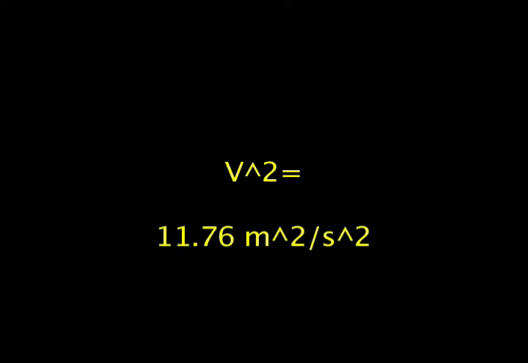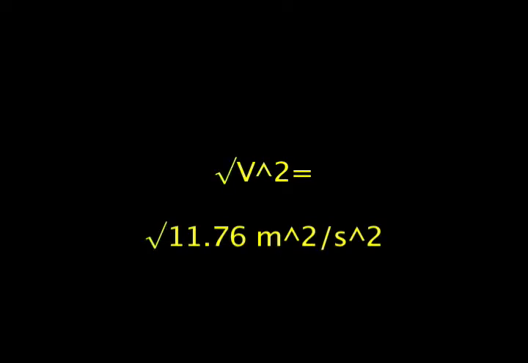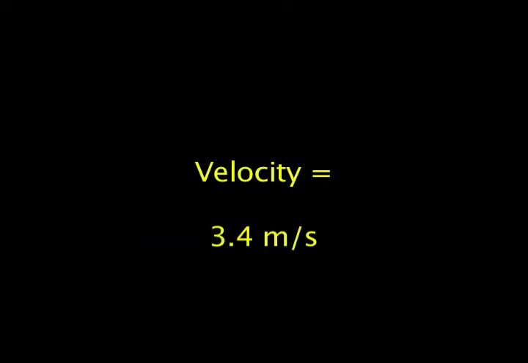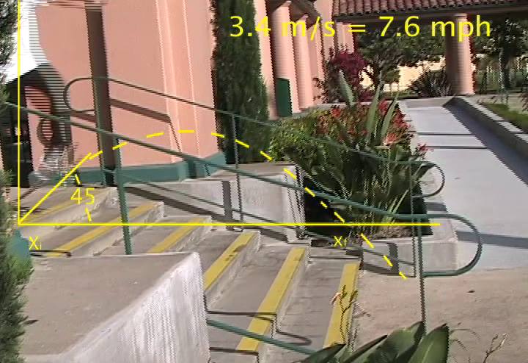And then we find the square root of both sides, so we can get velocity by itself, and we come out to approximately 3.4 meters per second, which is approximately 7.6 miles per hour. While our results were calculated under perfect conditions, and it's extremely hard to calculate friction on one's wheels as well as human error, we still got a pretty close approximation of what Andy's speed probably was.